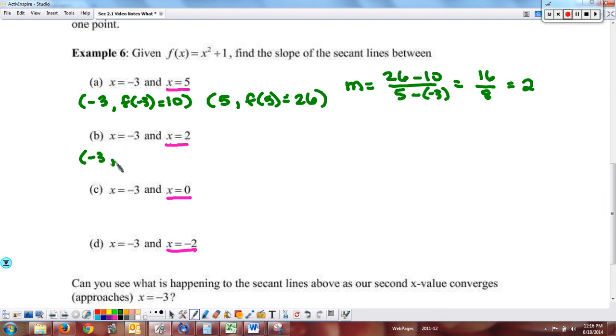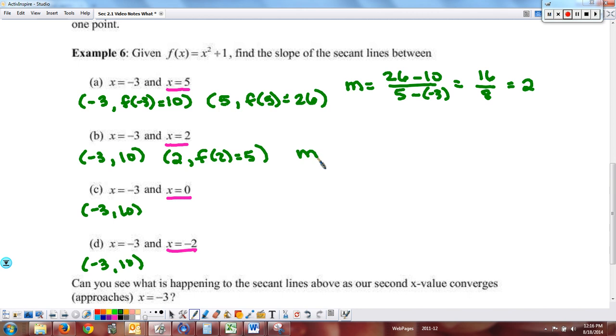We still have the point (-3, 10), so in all three of these cases we can add that in. We find the other point, moving it just a little bit closer. We plug in 2 into our function, so f of 2 is 5. Calculate our slope: 5 minus 10 over 2 minus -3, so -5 over 5. Now we're at -1.